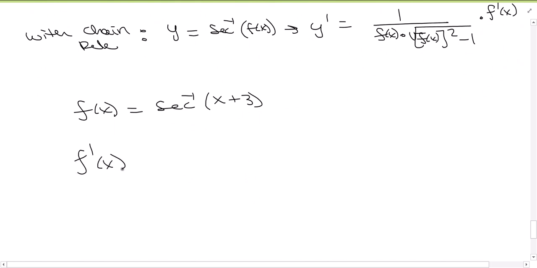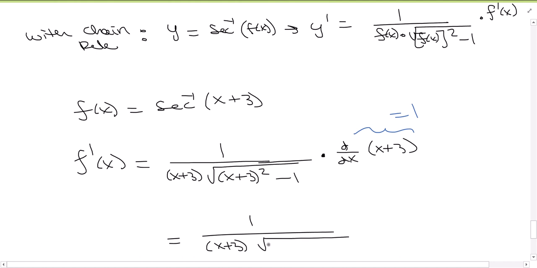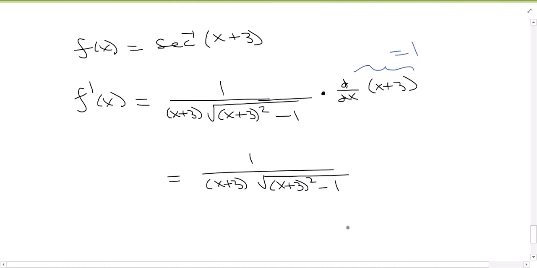Then f prime of x will be 1 over the f of x, so 1 over x plus 3, times the square root of the f of x squared, so x plus 3, the stuff squared, minus 1, and then times the derivative of the inside, which in this case, it is nice that the derivative of that is just 1. So our final answer will be 1 over (x plus 3) times the square root of (x plus 3) squared minus 1. Don't worry about multiplying that out. You can just leave it like that.